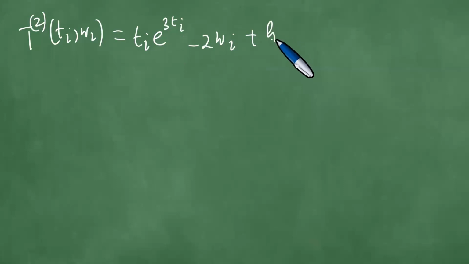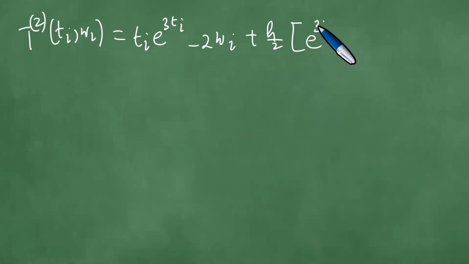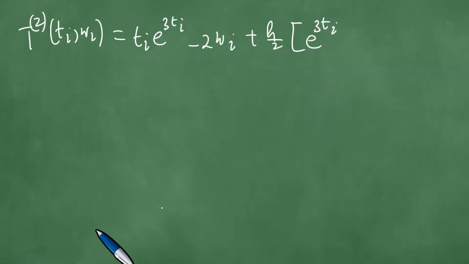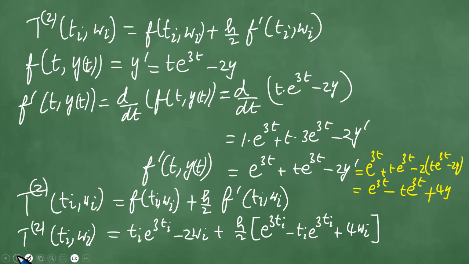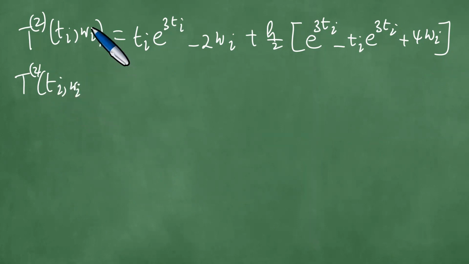Right, which is plus h over 2 into, okay, then we have e to the 3ti. We have e to the 3ti minus ti e to the 3ti minus ti e to the 3ti, okay, plus 4wi. Plus 4wi, like so. And then now we have this, and we just need to group like terms together and so forth, like we did previously for the fourth order. So this one is the second order. It has fewer terms. It must be easier.